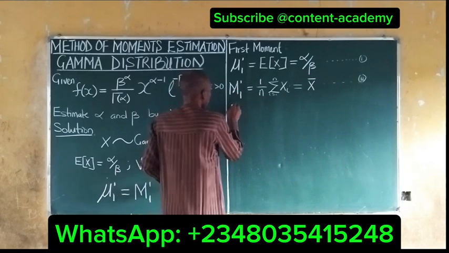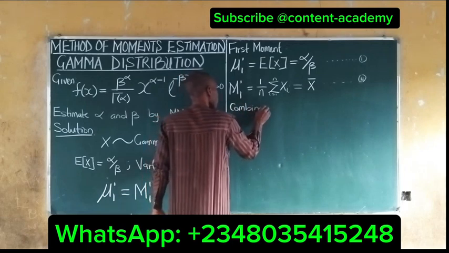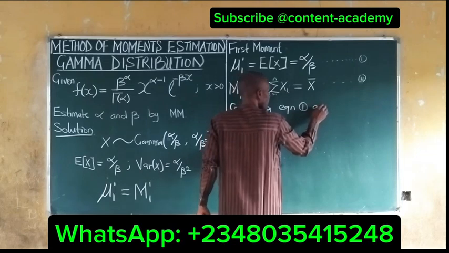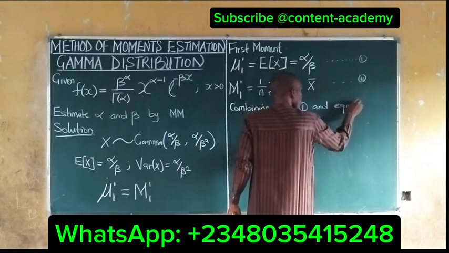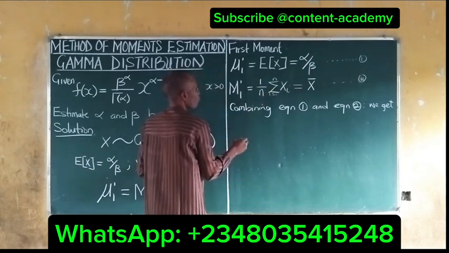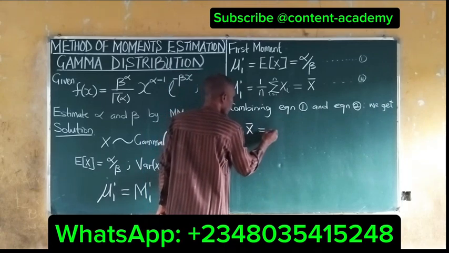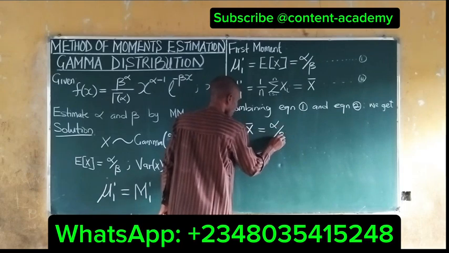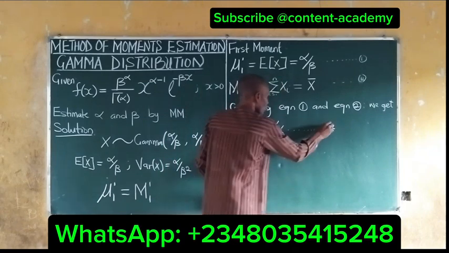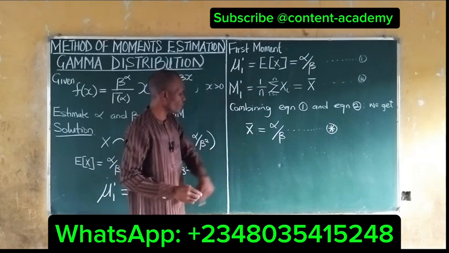combining or equating equation 1 and equation 2, we get that the mean, x bar, is equal to alpha all over beta. Let us take this as our equation star because we'll come back to it. So this is what we get for the first moment.